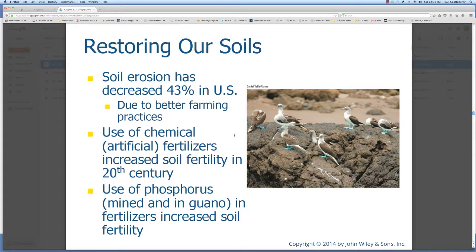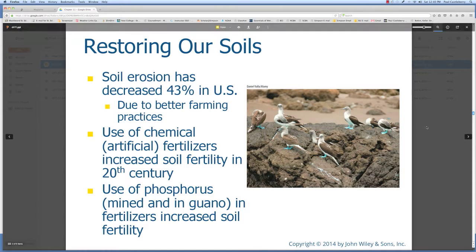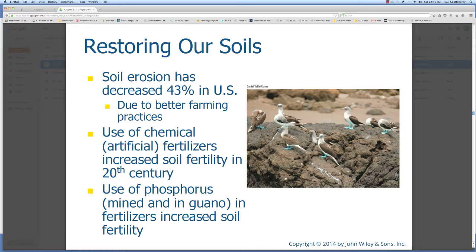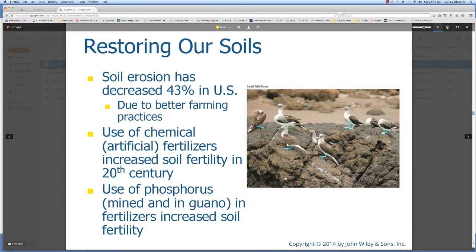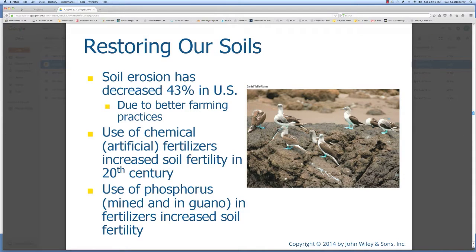Phosphorus, mined and in guano form. You see right here, this picture to the right. There are areas of the world where these birds deposit their phosphorus-rich dung, or guano as they call it, and it hardens, and we begin to mine the phosphorus from basically excrement from birds. Talk about the circle of life. So phosphorus, another important macronutrient to help to have available in our soils.